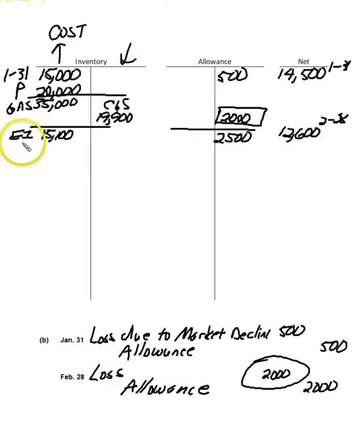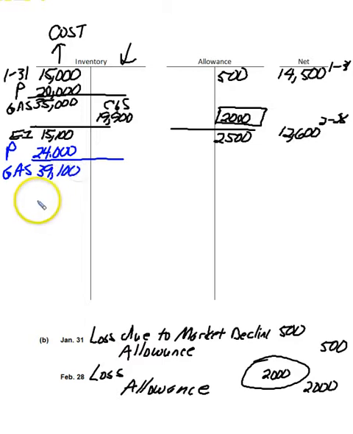Now let's move on to March. In March, February's ending becomes March's beginning inventory. Purchases for March were $24,000. That provided for a goods available for sale of 39,100. Then we are given ending inventory. The other thing is we're given ending inventory at the end of March is 17,000. If I know that, I can solve for cost of goods sold in this T account to be 22,100.